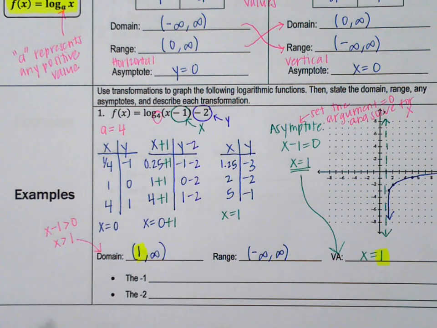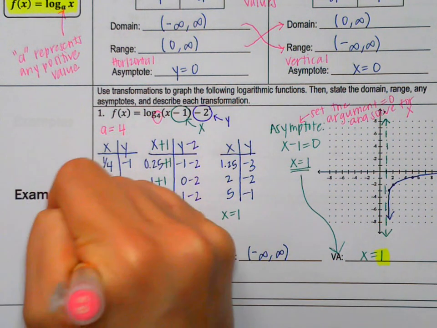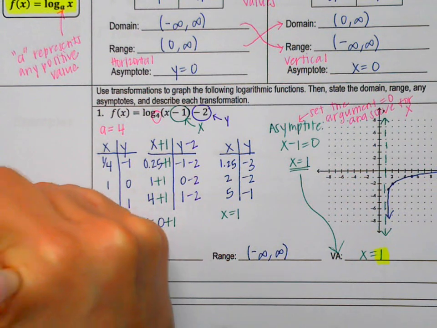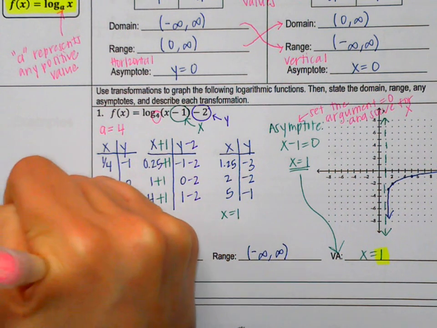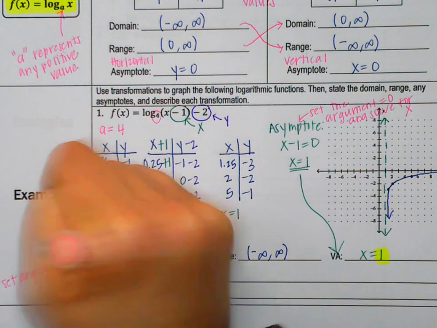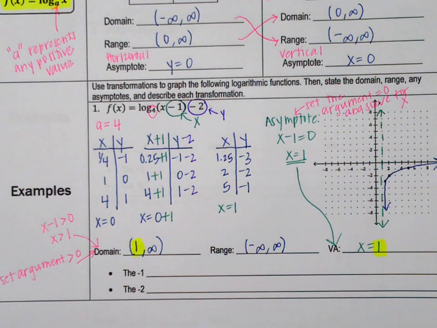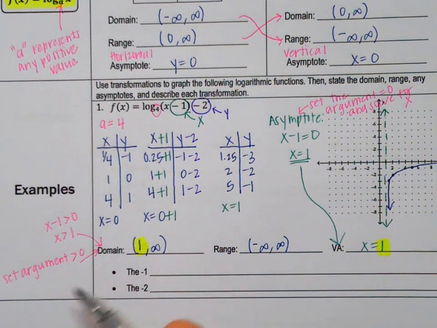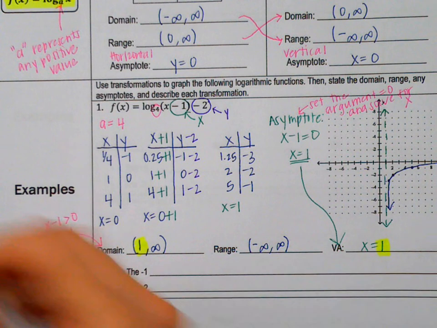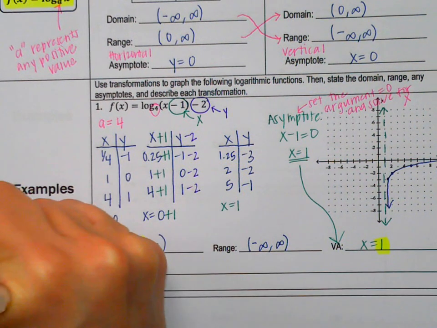So to find the domain, you're just going to set the argument greater than 0, because the argument always has to be positive, and it can't be 0, so it has to be greater than 0. Set argument greater than 0 and solve for x.